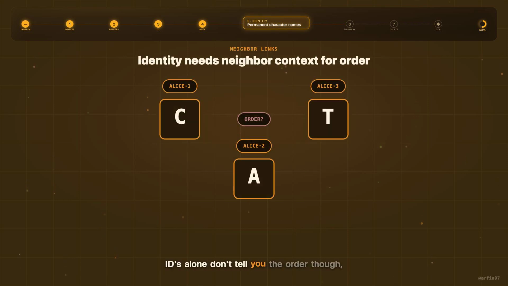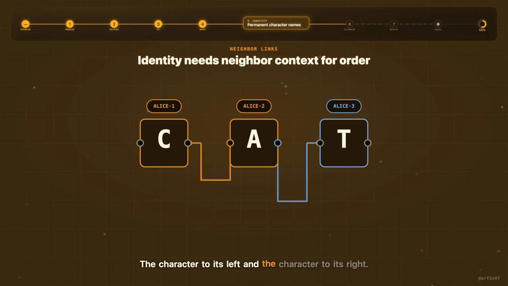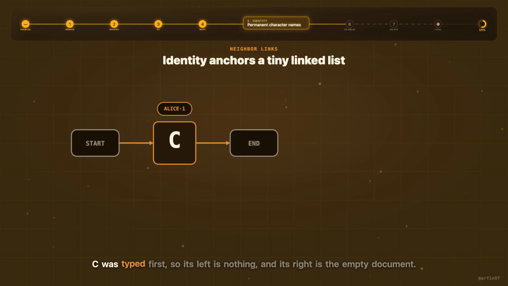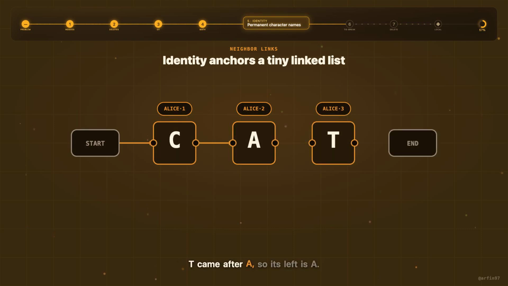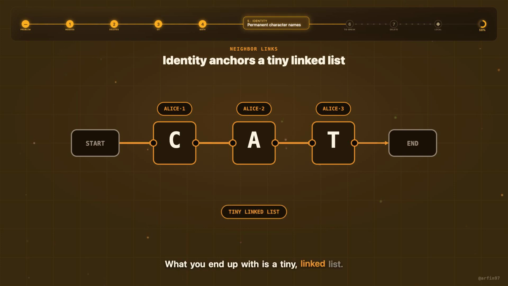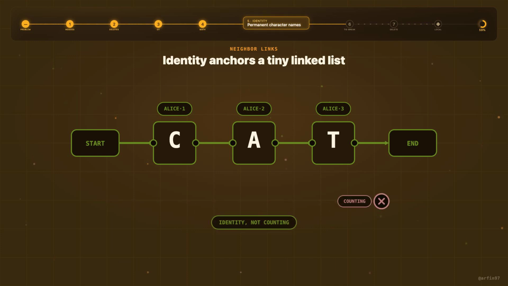IDs alone don't tell you the order though, so each character also remembers its two neighbors at the moment it was typed, the character to its left and the character to its right. Call them origin and origin right. C was typed first, so its left is nothing and its right is the empty document. A came right after C, so its left is C. T came after A, so its left is A. What you end up with is a tiny linked list. C points to A points to T, anchored by identity, not by counting characters from the start.